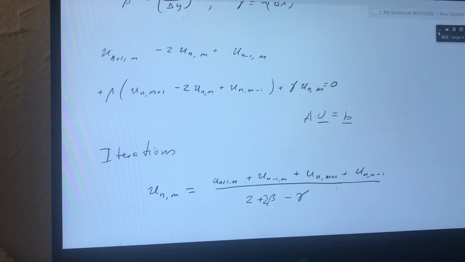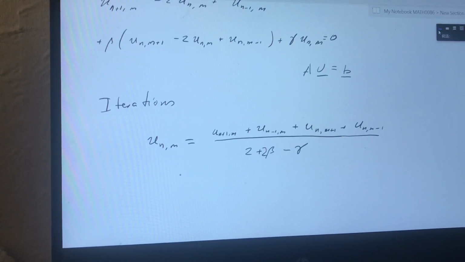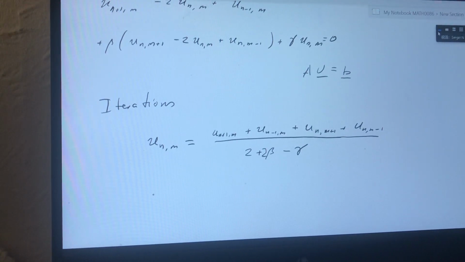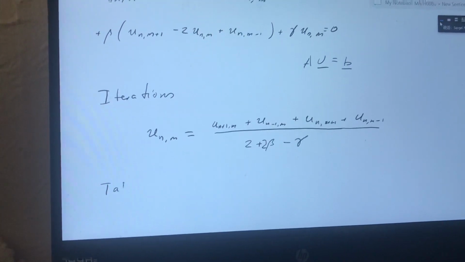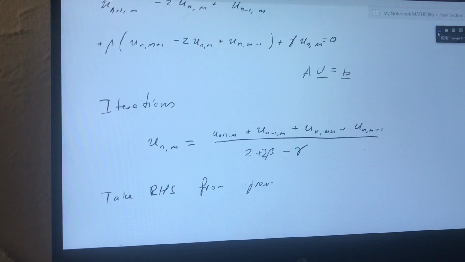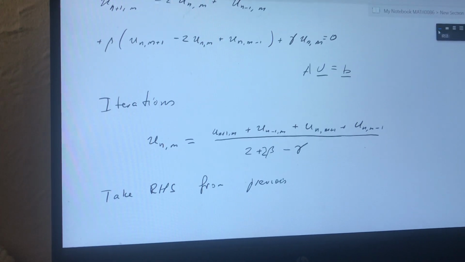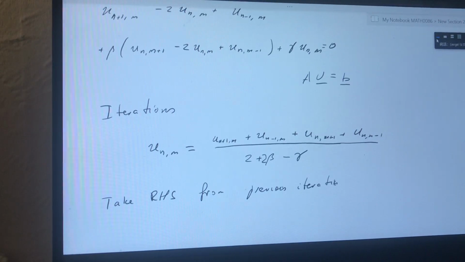And then the idea that belongs to Jacobi is to say that we shall create a sequence of iterations, taking the right-hand side from the previous iteration, and the left-hand side, which is just the u_n,m at the new iteration.